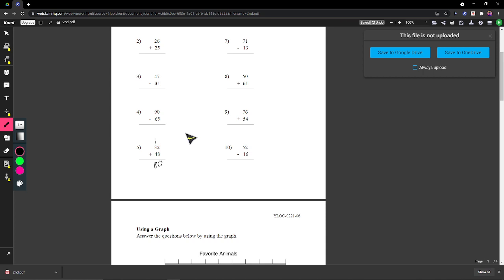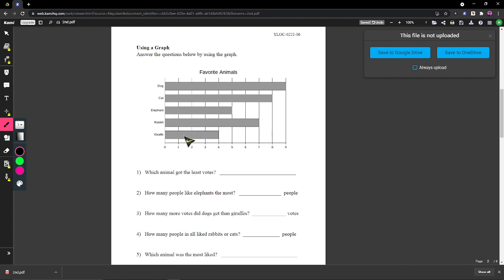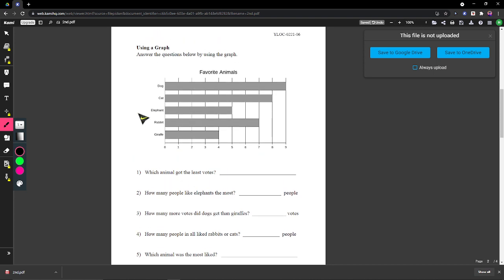So that's pretty much what you do for the first part, and so we'll go into our second part. And like last week's using a graph, we'll be going over another graph, and instead of, I believe, favorite colors last time, we'll be going over favorite animals. So we can see from the graph that the favorite animals presented are dogs, cats, elephants, rabbits, and a giraffe. And these are the number of votes that were cast.